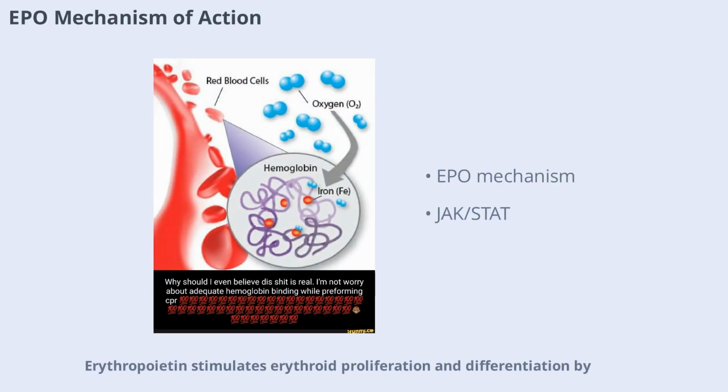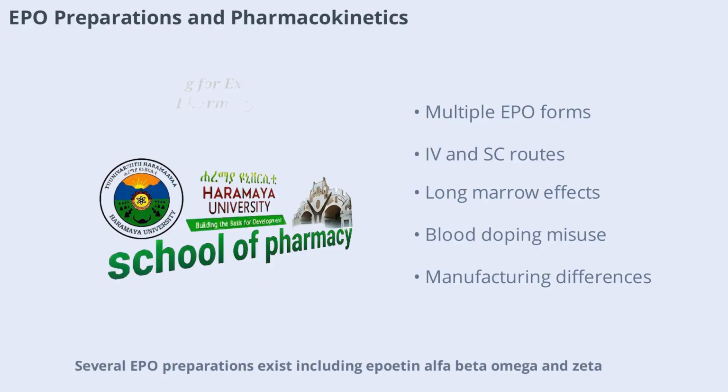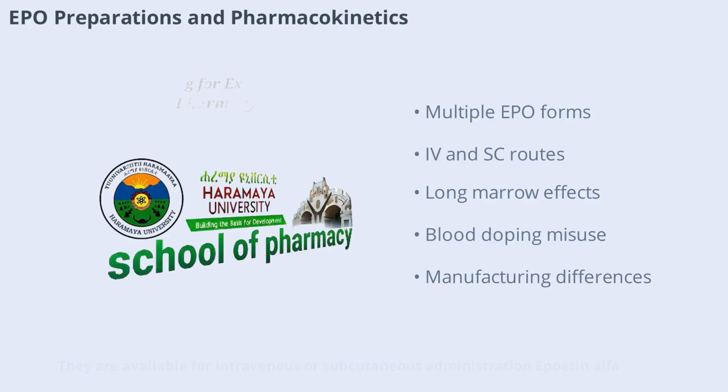Erythropoietin stimulates erythroid proliferation and differentiation by binding to EPO receptors on red cell progenitors, activating the JAK-STAT pathway. This leads to increased red blood cell production, provided the bone marrow is healthy and not suppressed by nutritional deficiencies or disease. Recombinant human erythropoietin, produced in mammalian cells, mimics the effects of endogenous EPO and is widely used in clinical practice. Several EPO preparations exist, including epoetin alpha, beta, omega, and zeta. These differ mainly in carbohydrate modifications due to manufacturing processes. They are available for intravenous or subcutaneous administration.